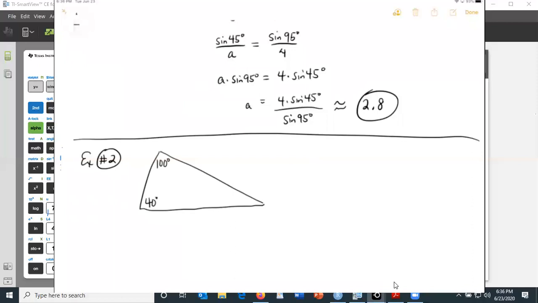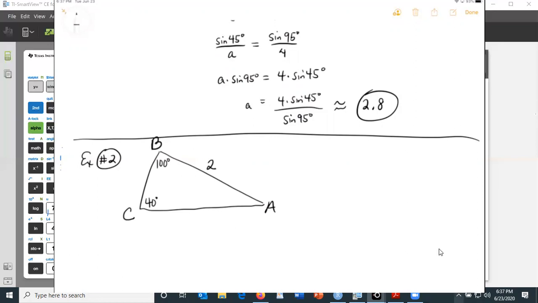All right, so example number 2. So I'm setting up my triangle here with two angles of 140. And then over here, we'll have a side with a length of 2. And now let's label the angles with letters. So let's have this as C, A, and B at the top.